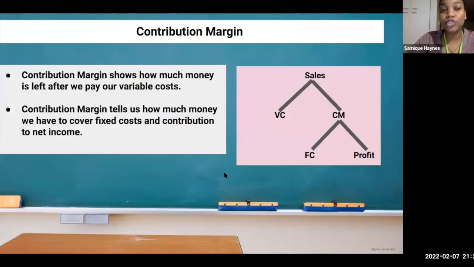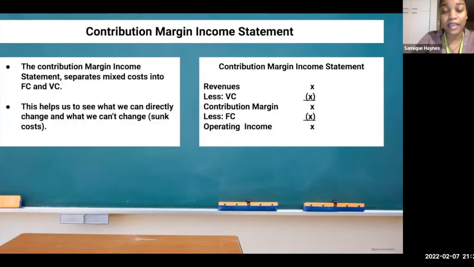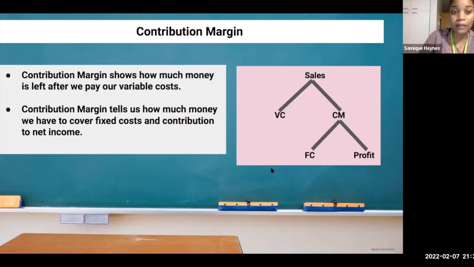Now, what does contribution margin mean? Contribution margin shows us how much money we have left over after we have paid our variable costs to pay our fixed costs, and then maybe still have a profit at the end. If you notice here, contribution margin is telling us how much we have to cover our fixed costs. Do we have enough to cover our fixed costs and maybe even make a profit? Contribution margin is telling us what we have to cover our fixed costs.